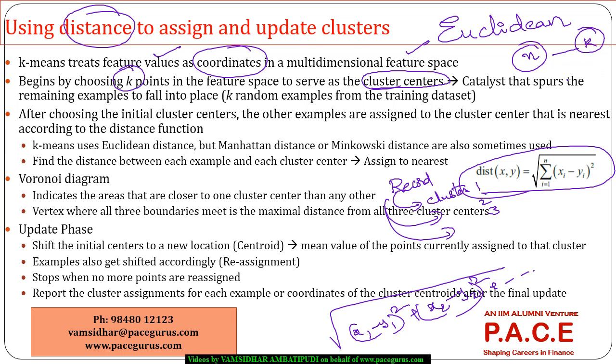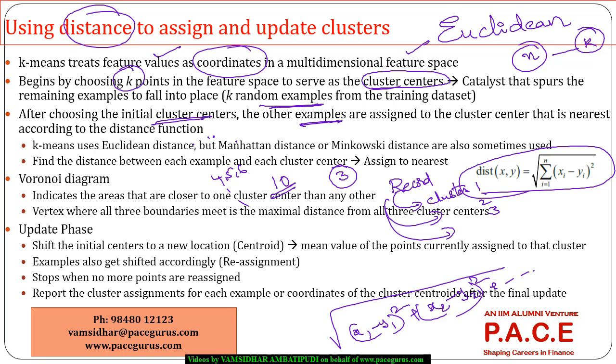So k points are typically chosen randomly, and they are called cluster centers. So k random examples from the training data set are chosen as the initial cluster centers on a random basis. Now, if I have 10 different examples and I want 3 clusters, then for the other examples, 4, 5, 6 and so on, it will see which cluster center each of them is closest to.